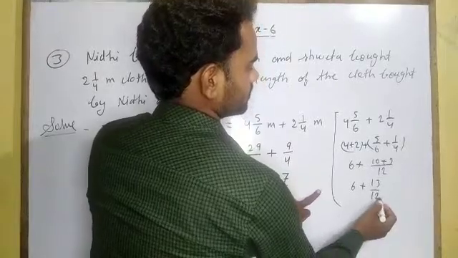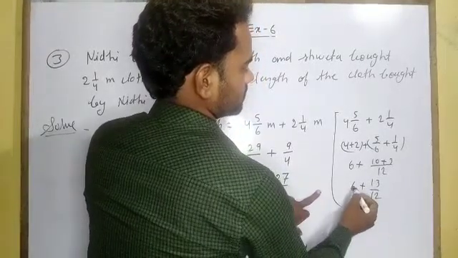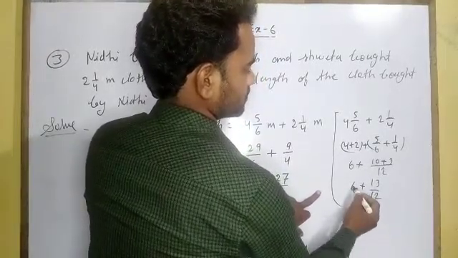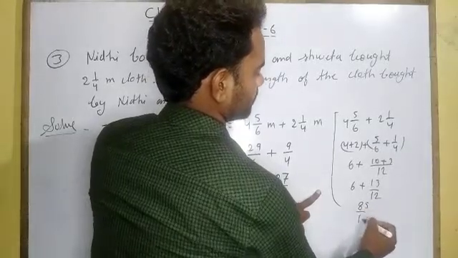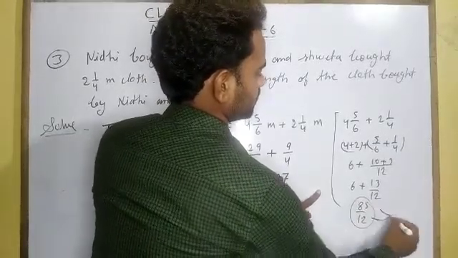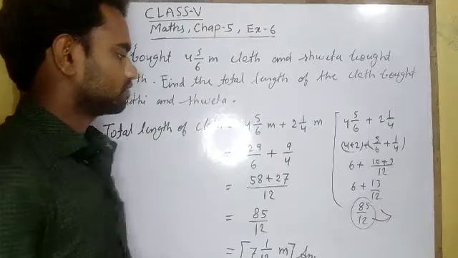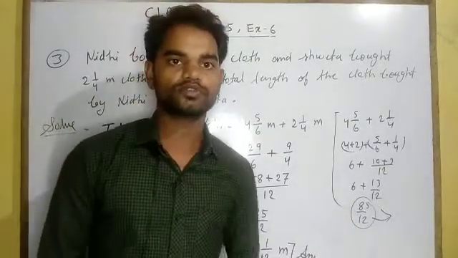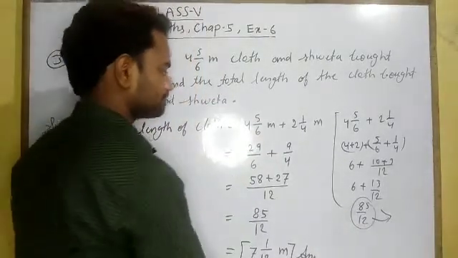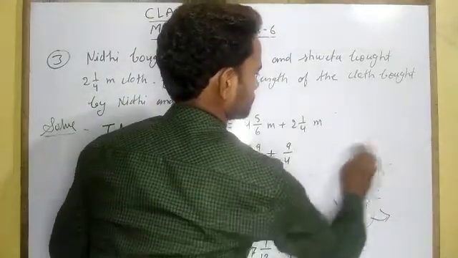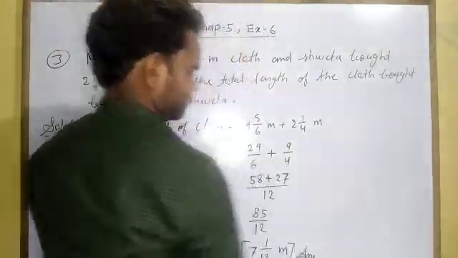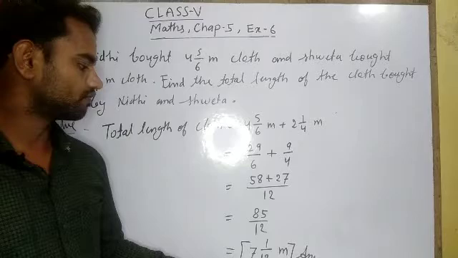Then this will be 12 times 6 is 72, and 13 will be 85/12. Then convert into mixed form. So out of these two methods you can follow any one method. This will be the solution of your question number 3, that is 7 whole 1 upon 12.